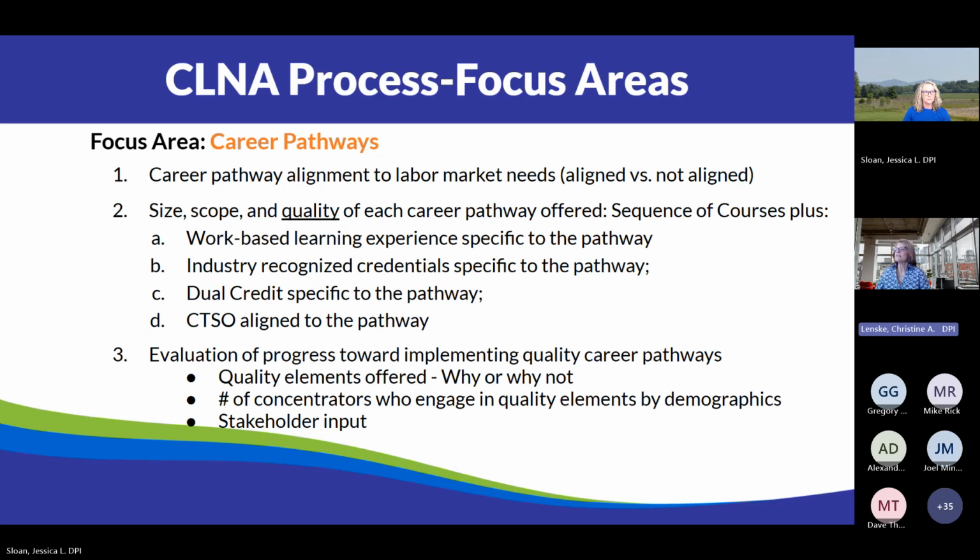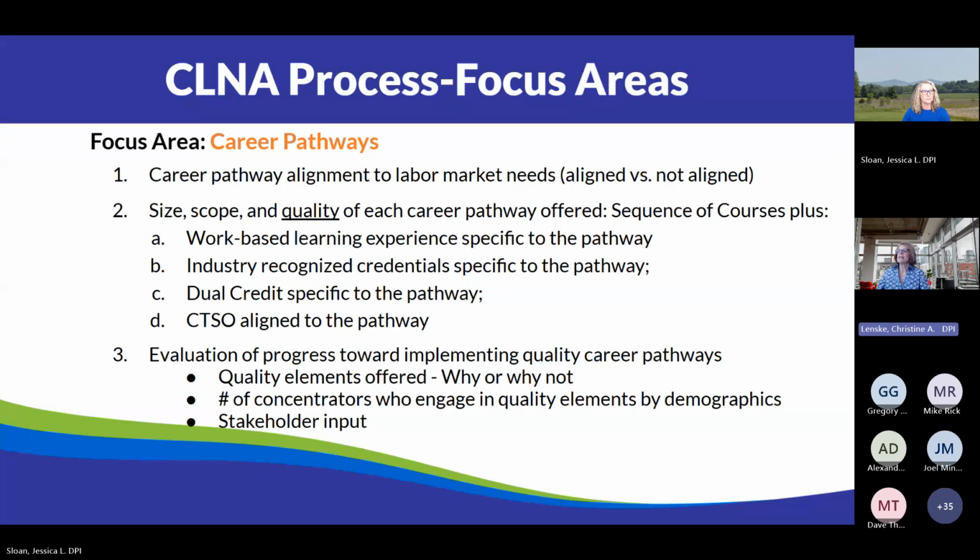Does the pathway have a sequence of at least 2 courses from introductory to more advanced level and offer 2 quality elements? Jessie will talk about how to update your roster work plan to use that in your evaluation as well. Which quality opportunities are offered and what needs to be added based on business and industry feedback? Which groups of students are persisting in quality opportunities such as work-based learning, IRCs, dual credit, and CTSOs? And who is not taking advantage of those opportunities and why?